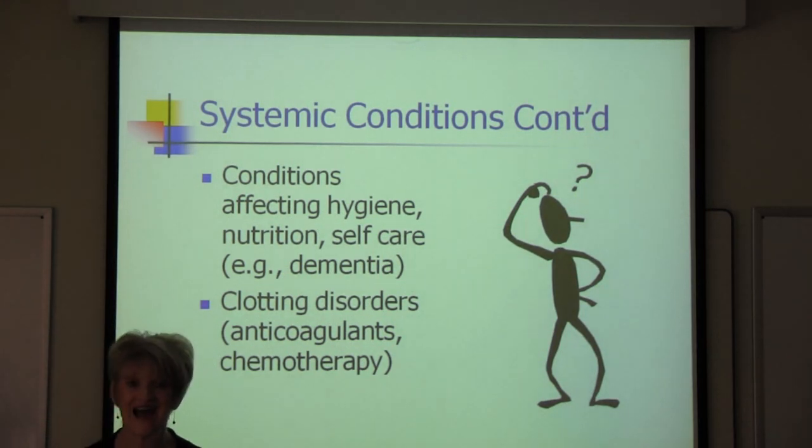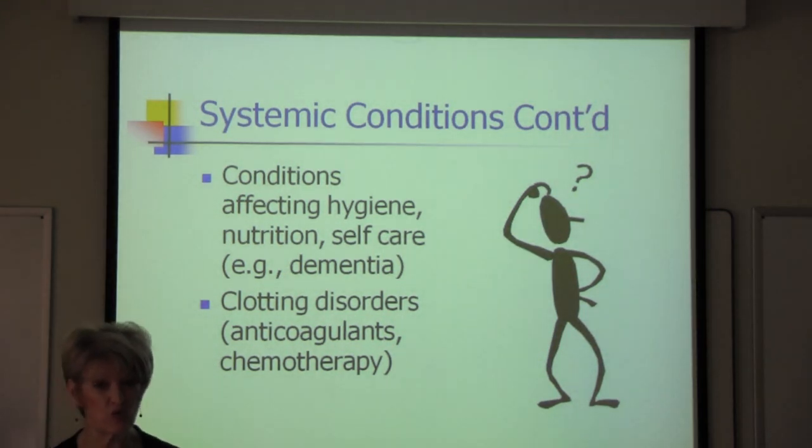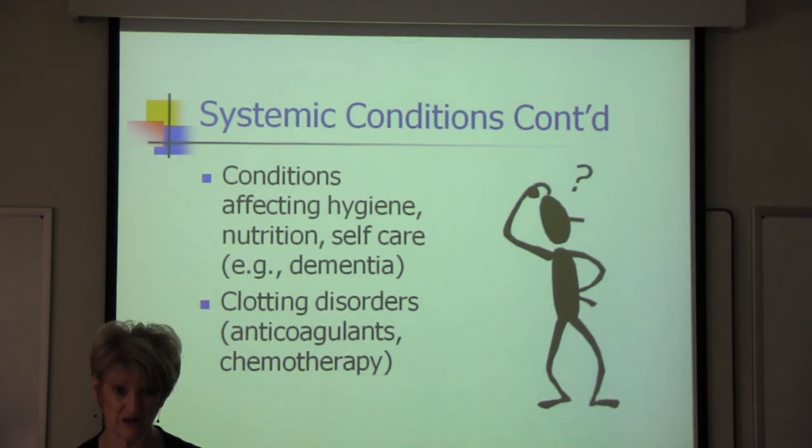Any condition that affects hygiene, nutrition, and self-care. So what about your patients with dementia? A lot of you will end up seeing clients who are much older and who may have progressive cognitive decline, and that's definitely going to manifest in their ability to provide appropriate self-care. Any patient who has a clotting disorder, your patients who are on anticoagulants, your patients who have bone marrow suppression secondary to chemotherapy, all of those patients are extremely vulnerable.